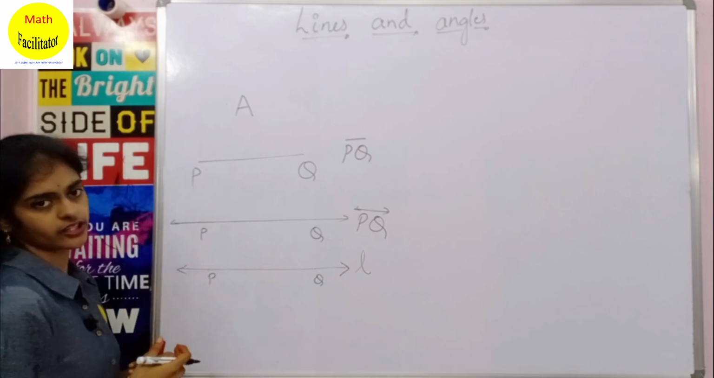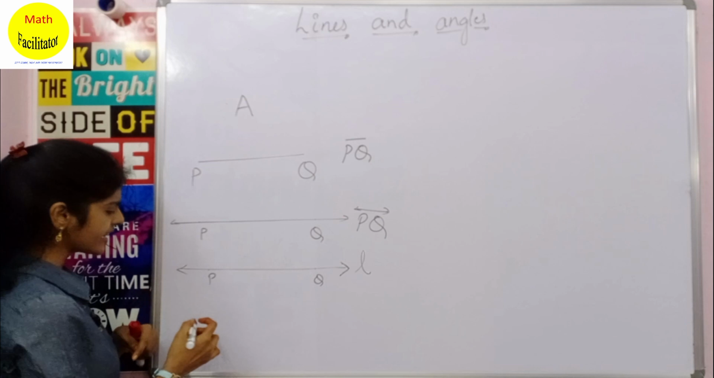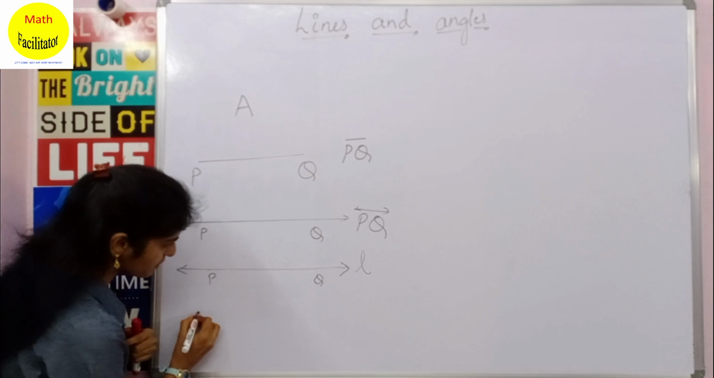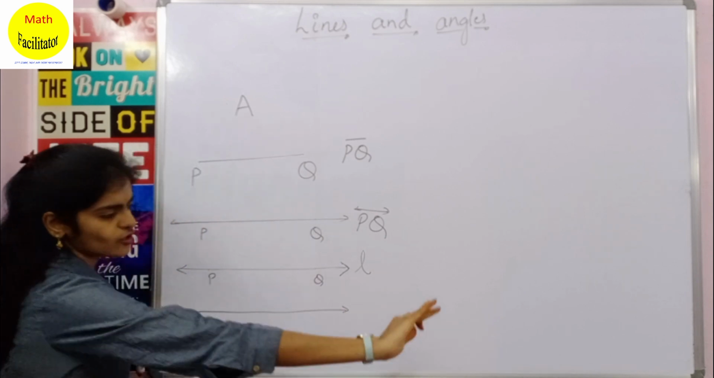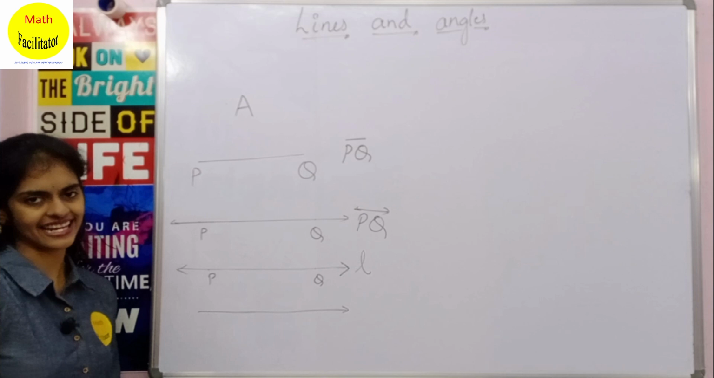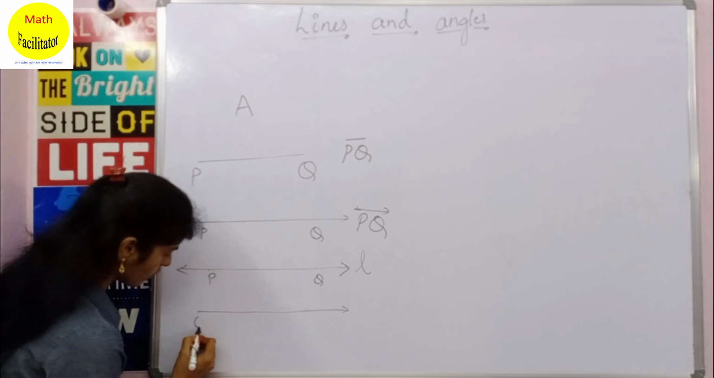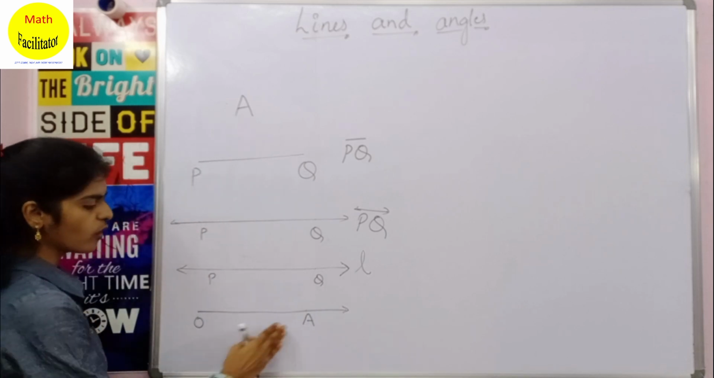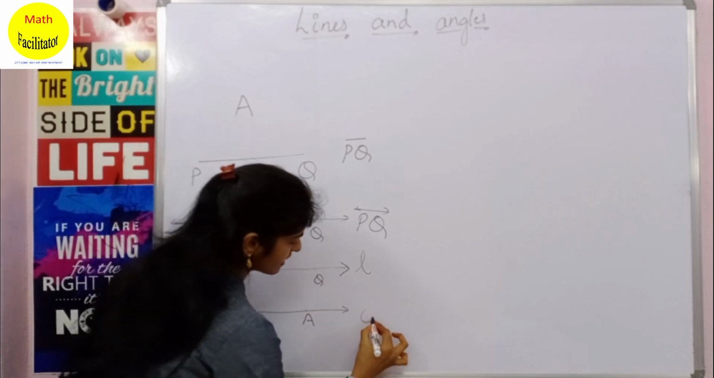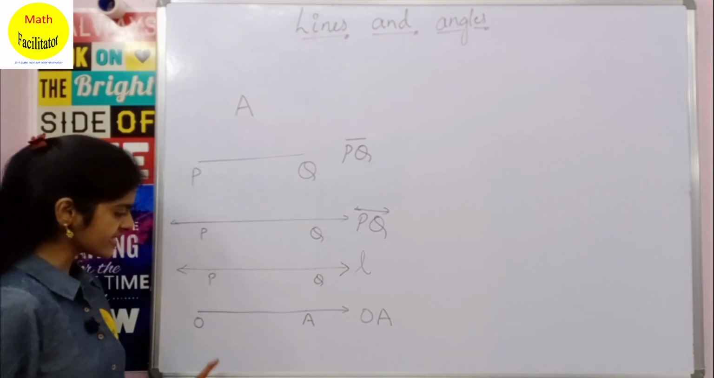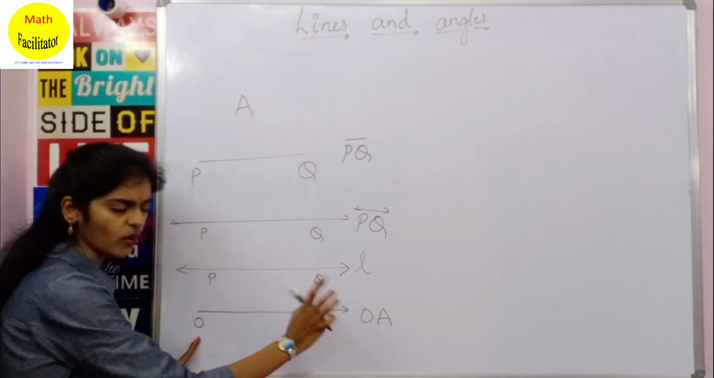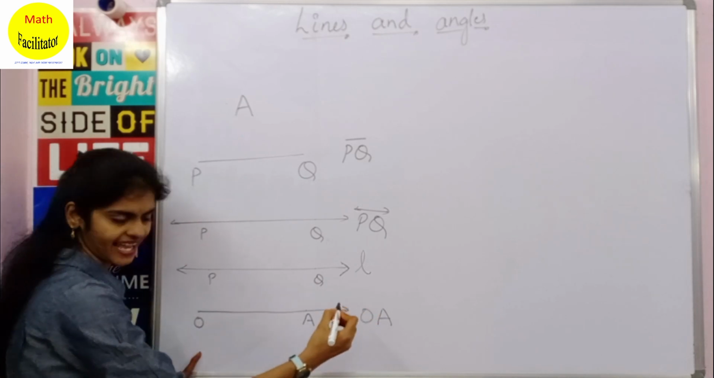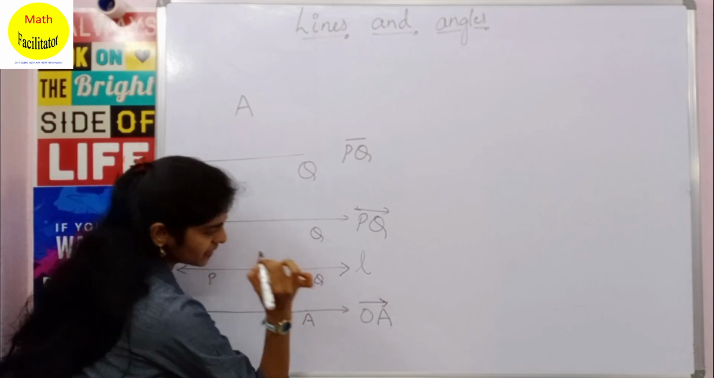Now let us talk about a ray. What is a ray? A ray has one end point, or you can say a starting point, and from this starting point it goes on in one single direction. Suppose this point is O, and let me take another point on this ray, let it be A. Now OA is a ray. How do you represent it? Since O and A are points on this ray, you write OA. The starting point is O, and it is extending towards A, so you write the symbol in this way.